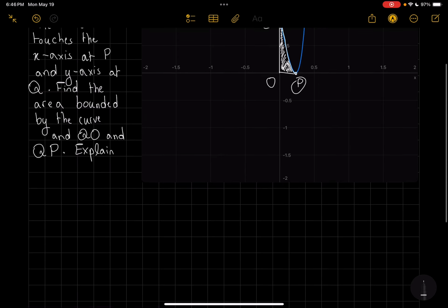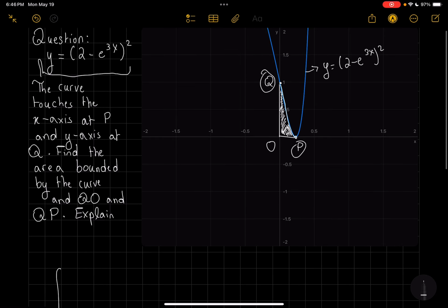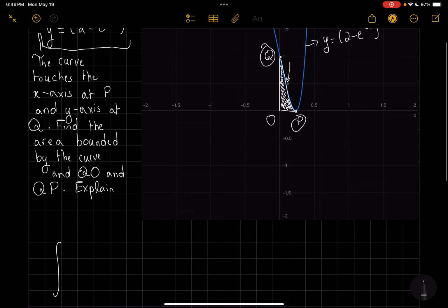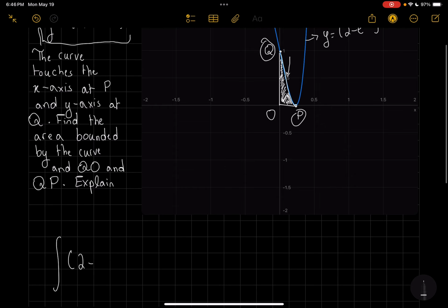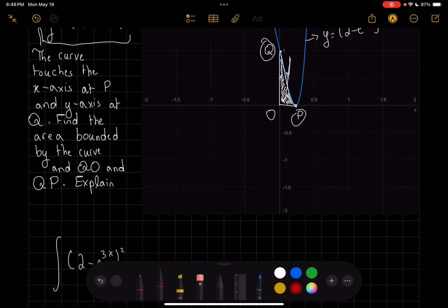So first things first, in order to find the area, we're going to do the integration. If we drop our pencil down, it's going to touch the function first, which is basically (2 minus e to the power of 3x) all to the power of 2, before we write dx. And then if we continue the pencil down, this is going to touch over here first, and then it's going to touch over here second.